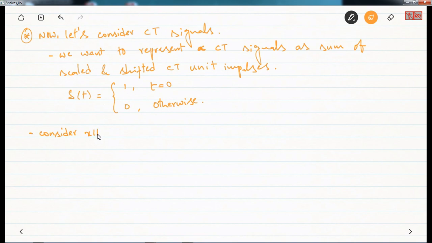Consider x of t. So let's consider some x of t, which is something like this. Like you can consider any x of t just for convenience. We'll take, say this is x of t.